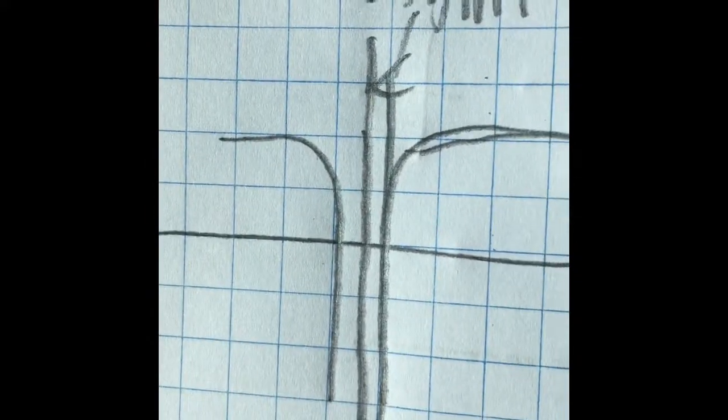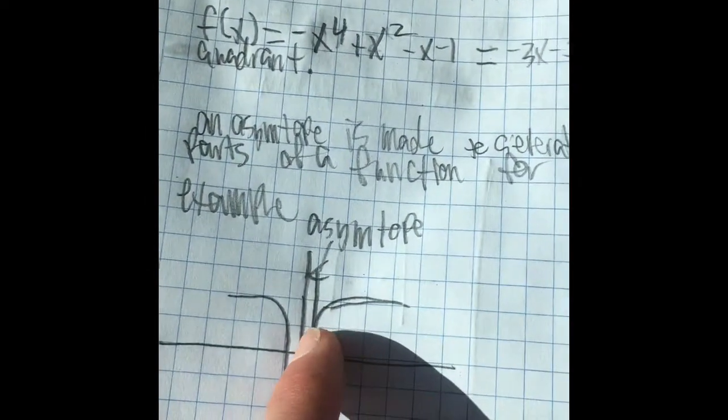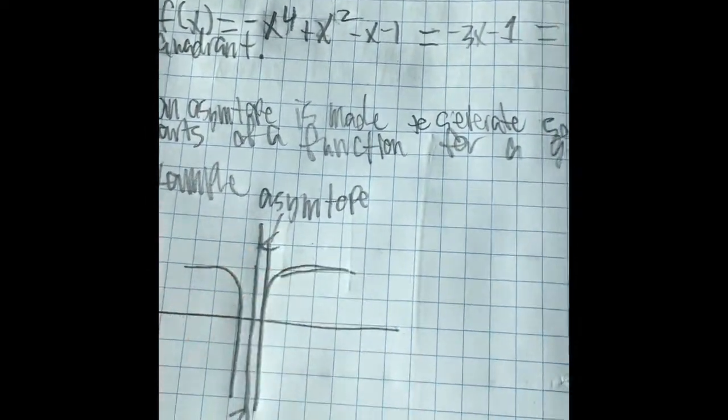An asymptote is made when there are two separate parts of the same function, and it's just a separating barrier between the two of them. As you can see, here's one part of the function, here's the other part of the function, and there's the asymptote right through the middle.